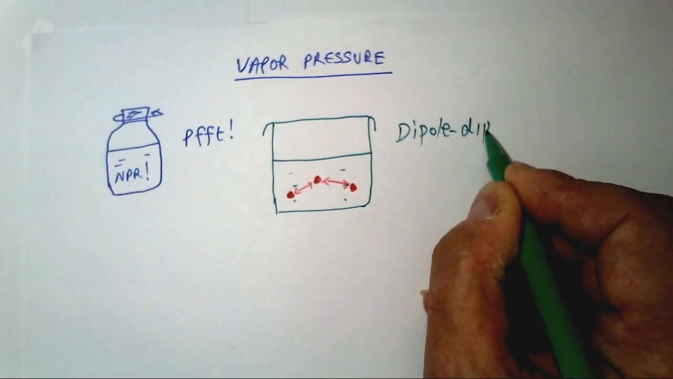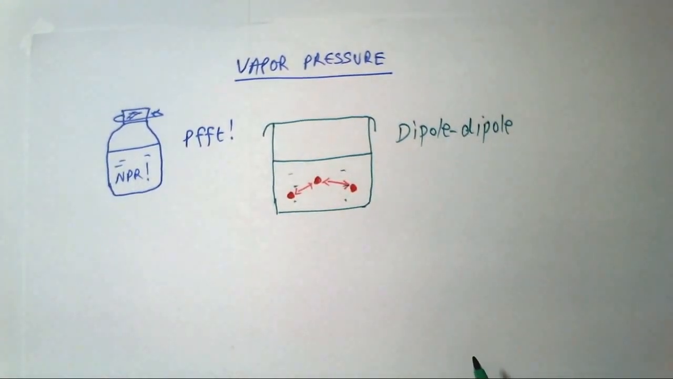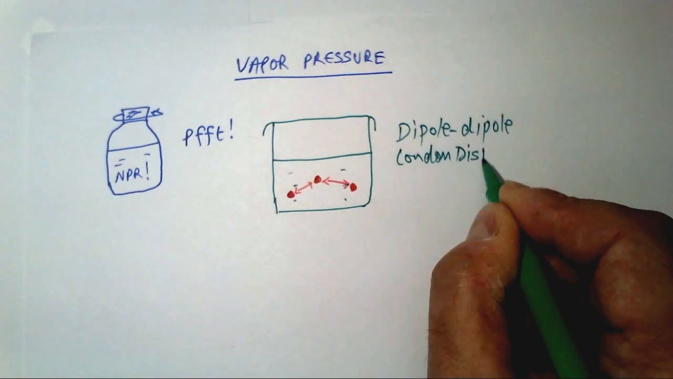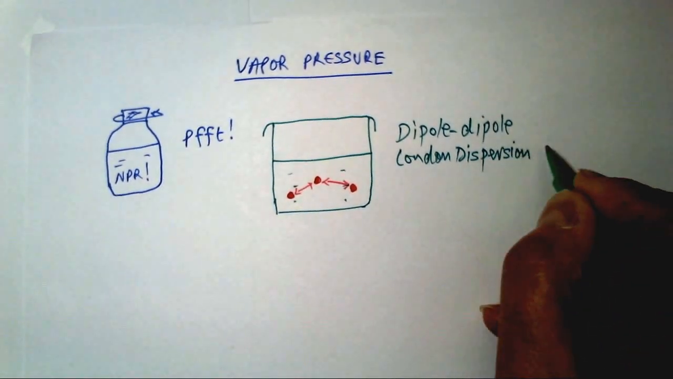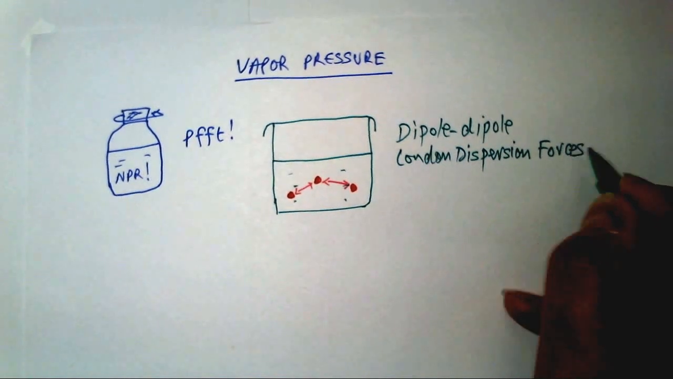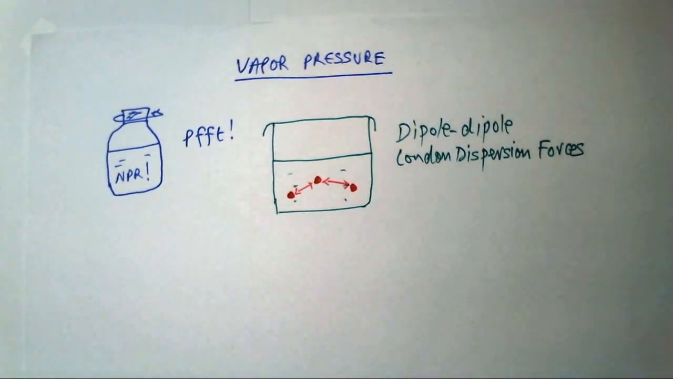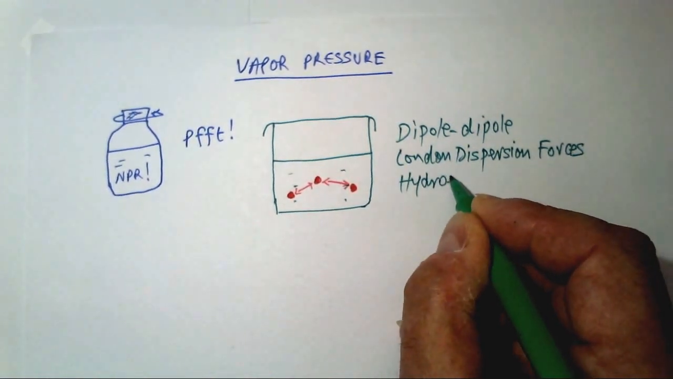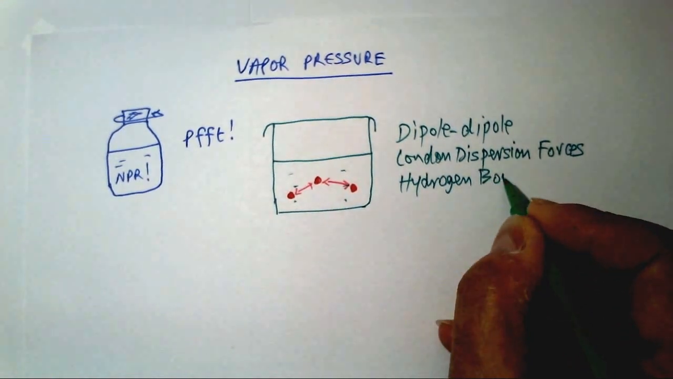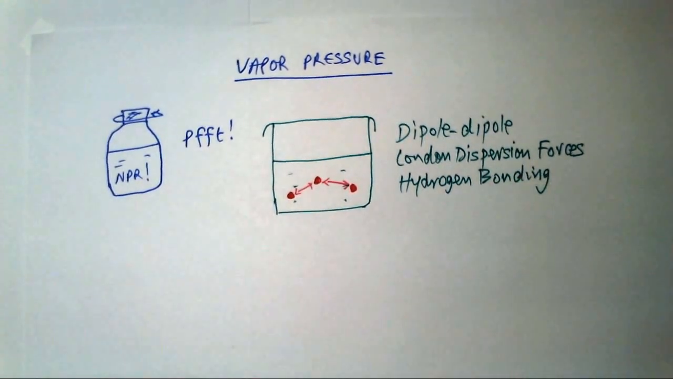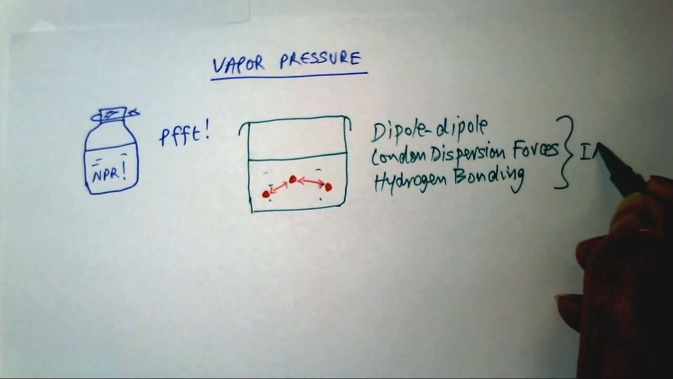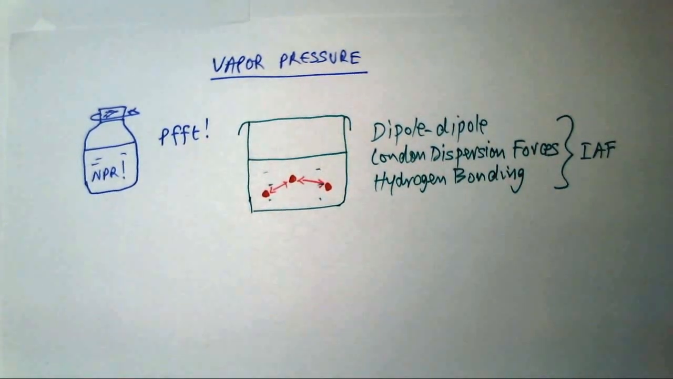dipole-dipole interactions. There could be, well, there will be London dispersion forces. Sometimes these are known as van der Waals forces. And depending on what kind of a liquid it is, you might have hydrogen bonding. And all of these together constitute attractive forces, and we can just label them maybe as IAF, intermolecular attractive forces. So these forces are going on constantly.